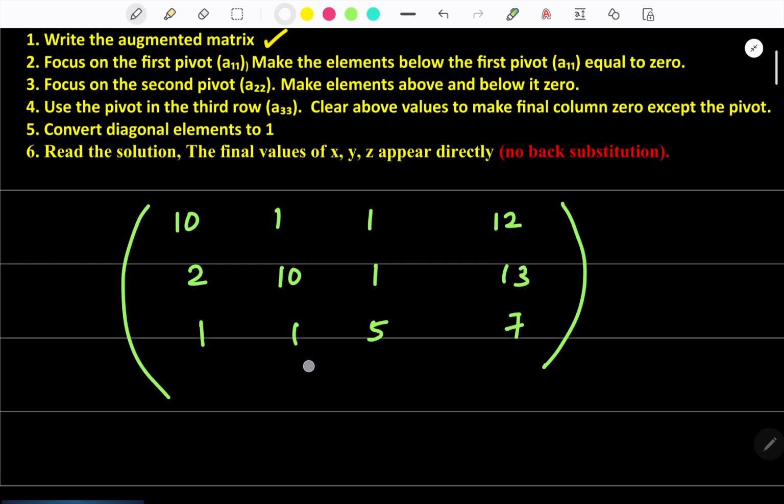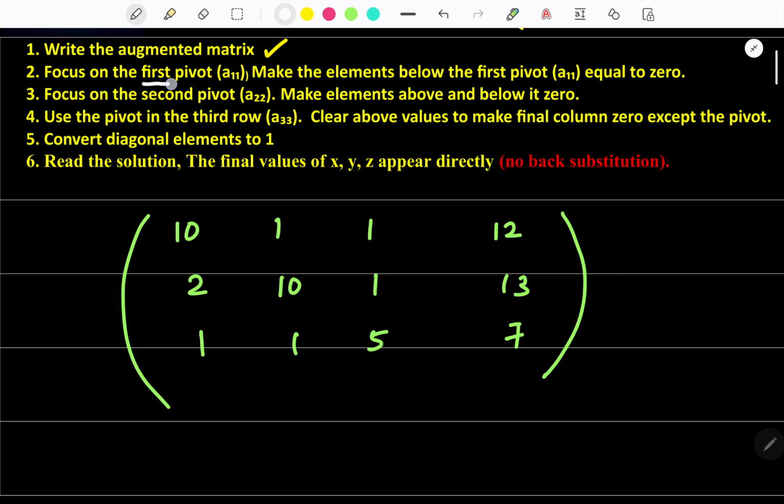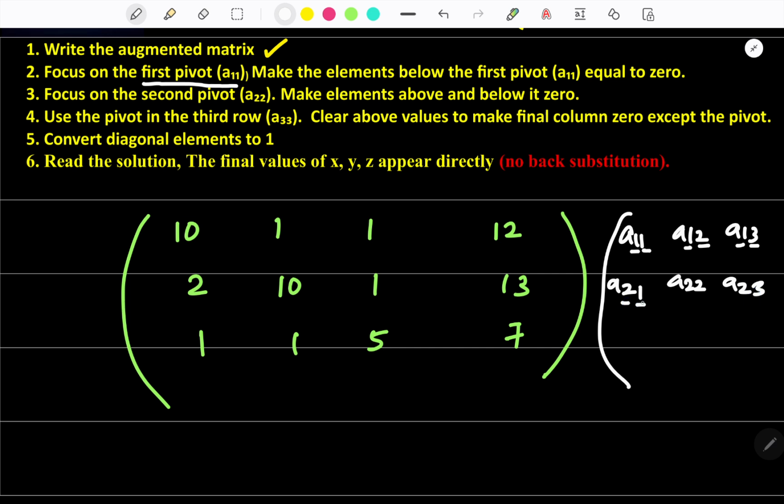Now, what does step number 2 say? Focus on the first pivot element. What do you mean by pivot element, teacher? Look here. This is A11, A12, A13: first row, first element; first row, second element; first row, third element. A21, A22, A23: second row, first element; second row, second element; second row, third element. A31, A32, A33: third row, first element; third row, second element; third row, third element. So this is the way we write matrix elements.